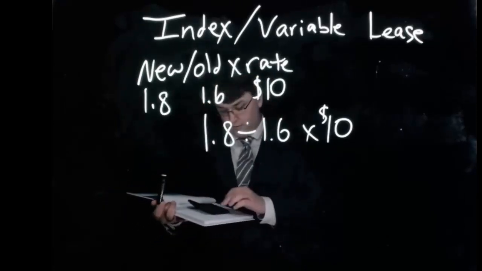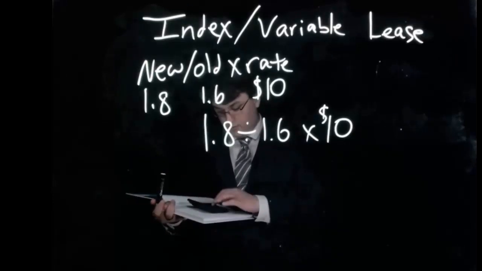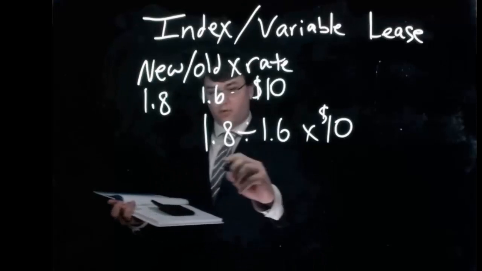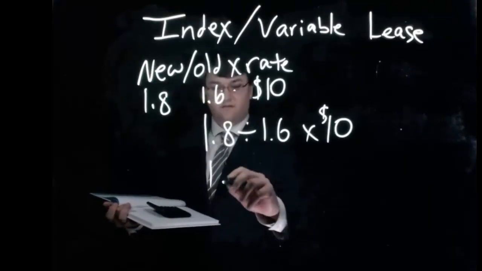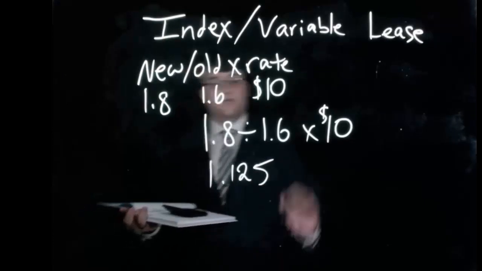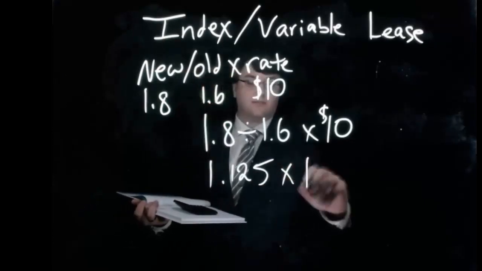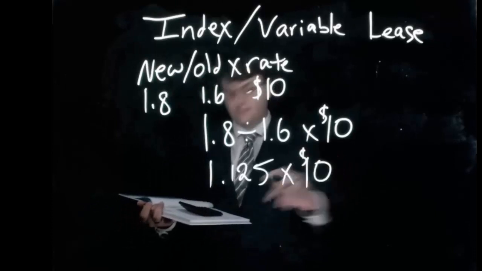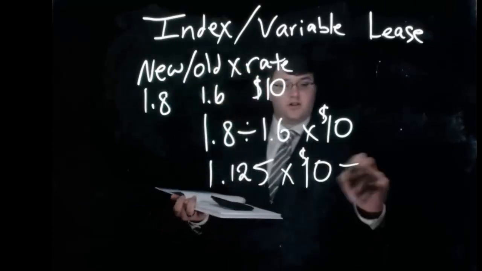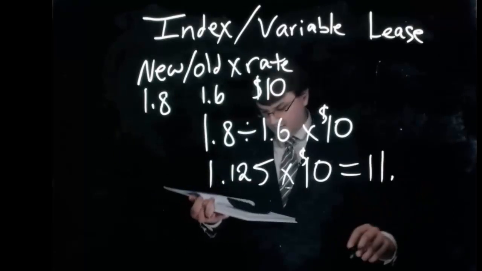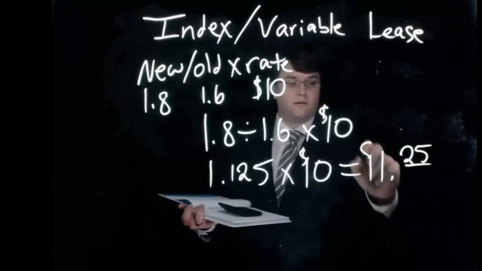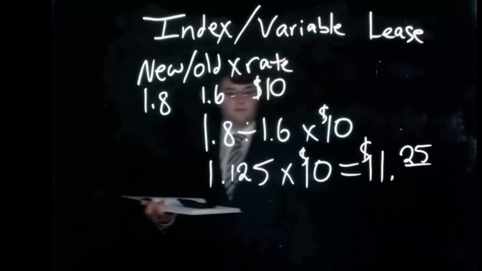So if you have 1.8 divided by 1.6, that gives us 1.125. And then we can take that number times our $10 rate, which should equal $11.25 as the new rate.